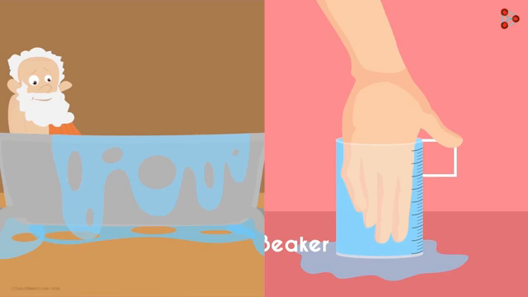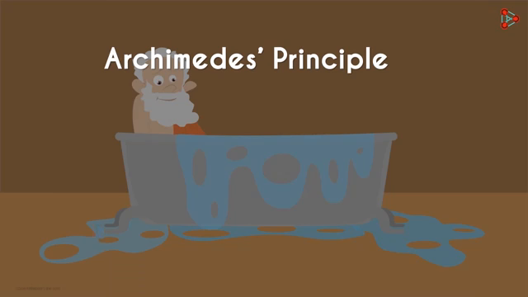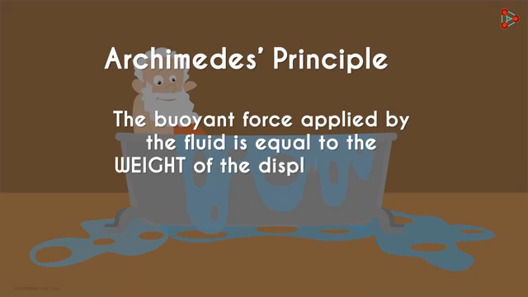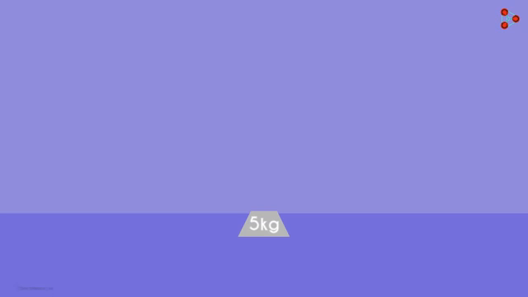In our previous videos, we've seen that when an object is placed in or on the fluid, it exerts a buoyant force on it which acts upwards. The Archimedes principle goes just one step further in saying that the buoyant force applied by the fluid is equal to the weight of the displaced fluid. We can take a simple example to understand this.